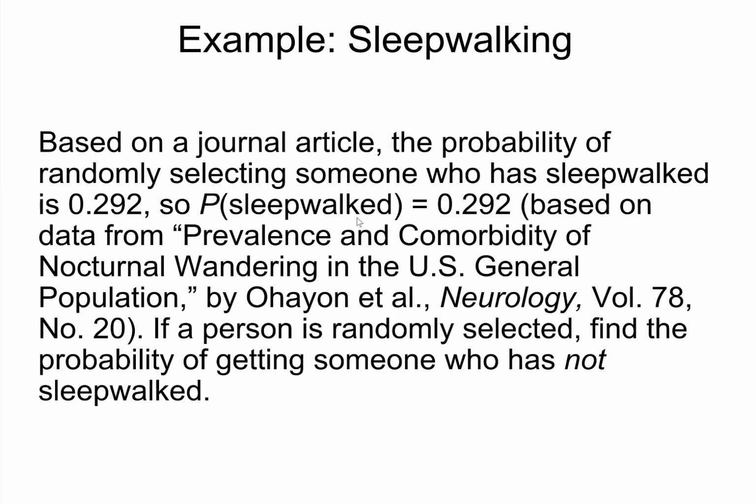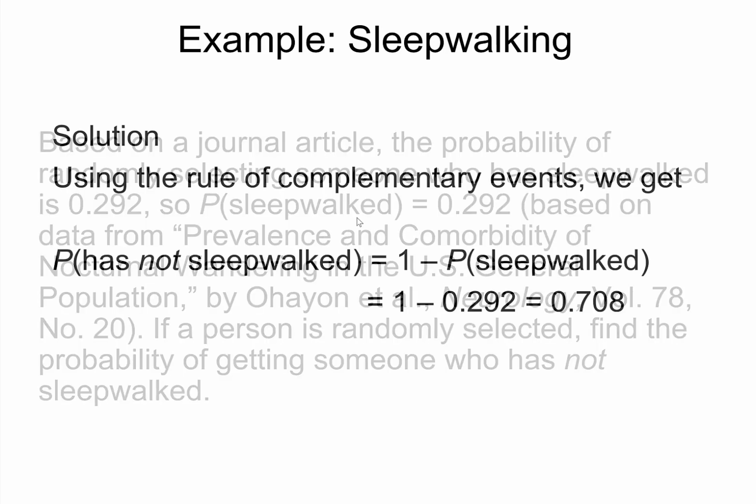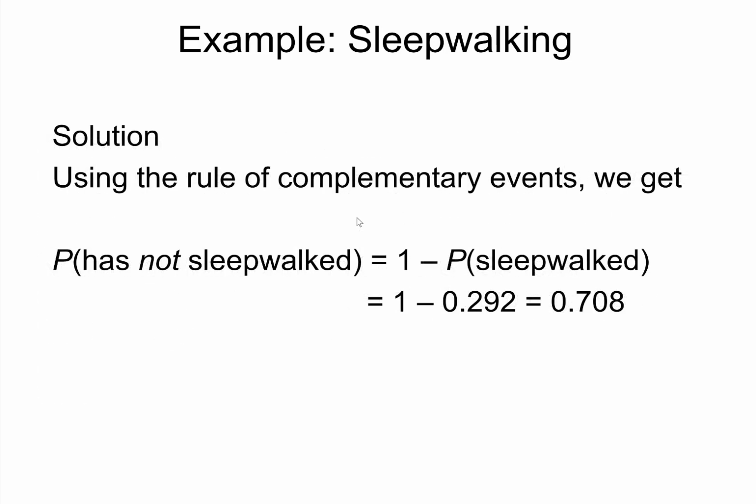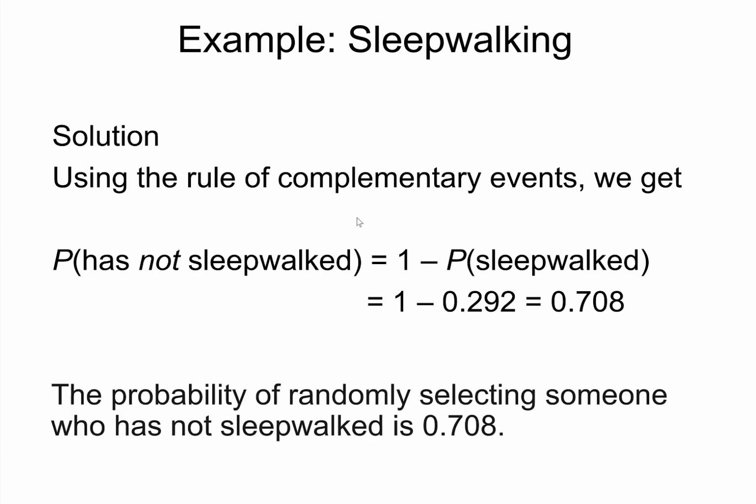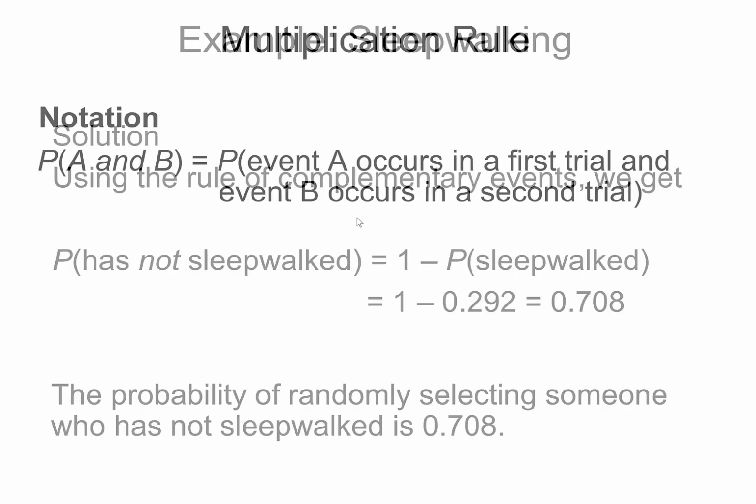Here's an example. Based on a journal article, the probability of randomly selecting someone who has sleepwalked is 0.929. So the probability of sleepwalking is equal to 0.929. If a person is randomly selected, find the probability of getting someone who has not sleepwalked. Using the rule of complementary events, the probability of selecting someone who has not sleepwalked is 1 minus the probability that they have sleepwalked, or 1 minus 0.292, and that's equal to 0.708. The probability of randomly selecting someone who has not sleepwalked is 0.708.